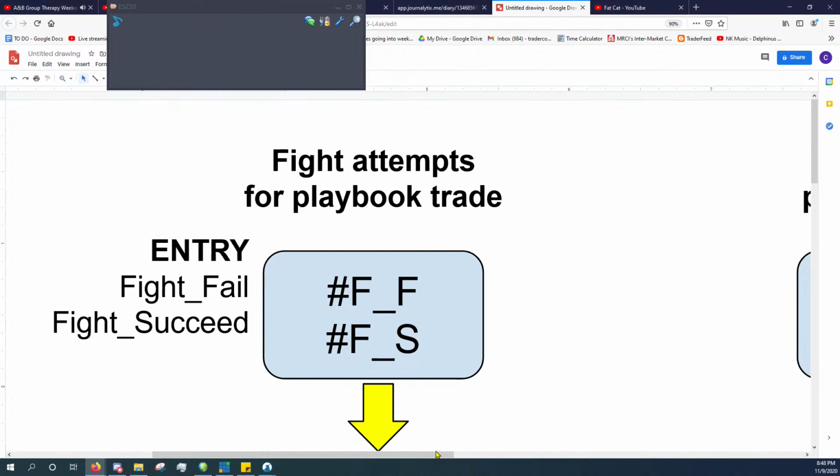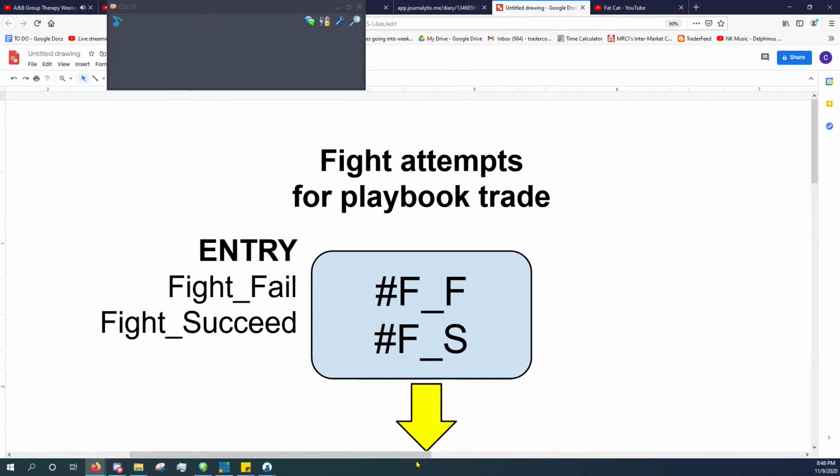So this is for the fight attempts. If I'm fighting to get into a playbook trade, I want to know how many times I tried to fight for it. Was that fight a success or a failure? You can see where I put fight fail or fight succeed. You guys don't have to do this, but this allows me to pull more data on my specific trades.